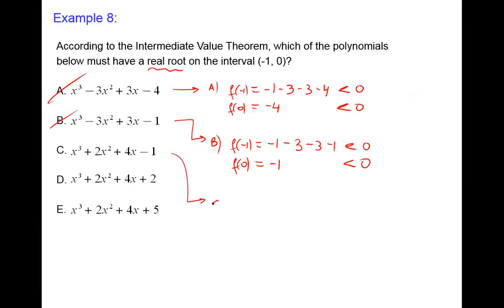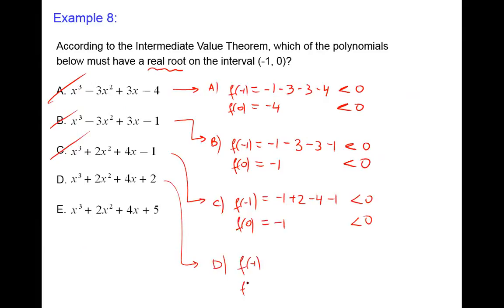Let's check C. f of -1, f of 0. 0 is nice and easy. -1, +2, -4, -1. I think it's still negative. Oh no. Let's check D.